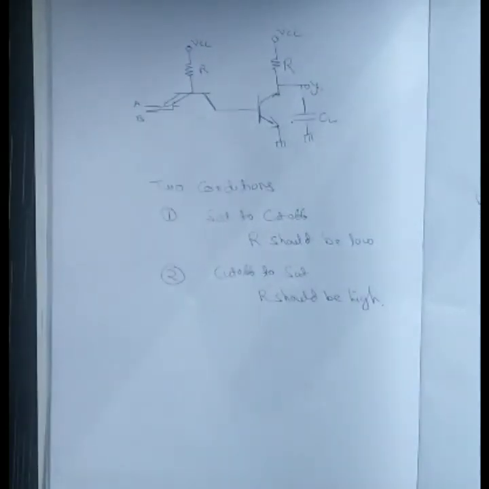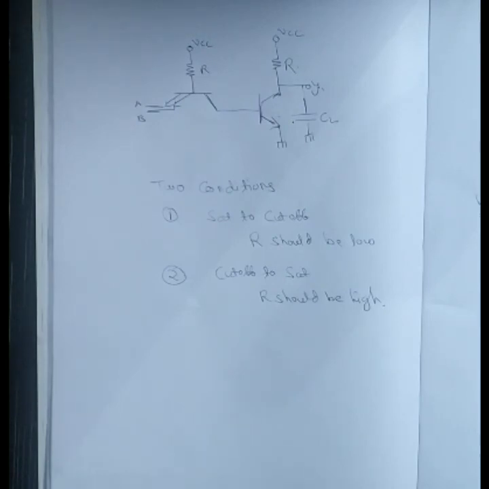Now we can't have two values of R, right? So we need an active device to exhibit this. So we need an active load, right? So in next lecture we will see some advanced version of transistor logic using an active load, which will eliminate these two conditions, and that will be a better circuit as compared to this.